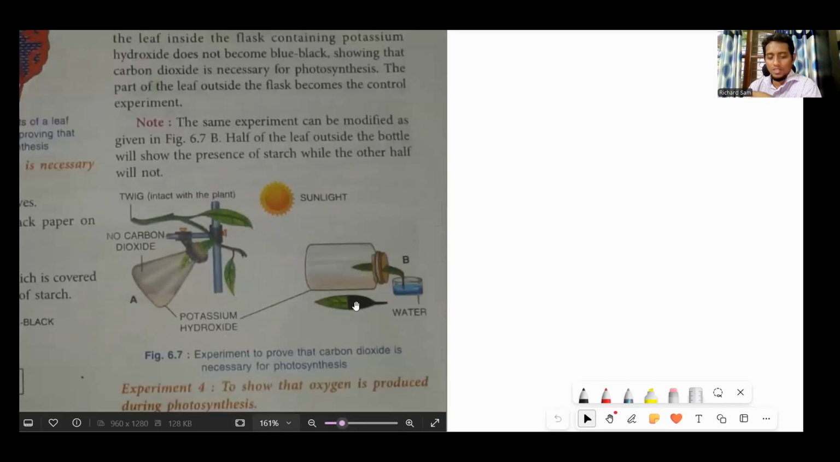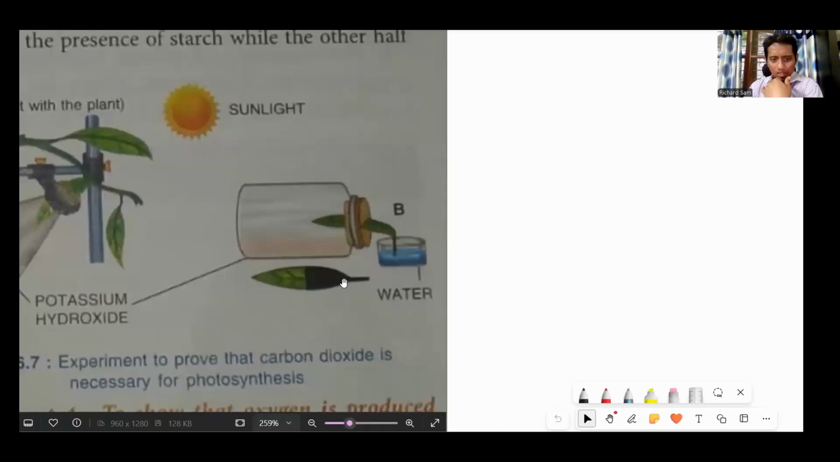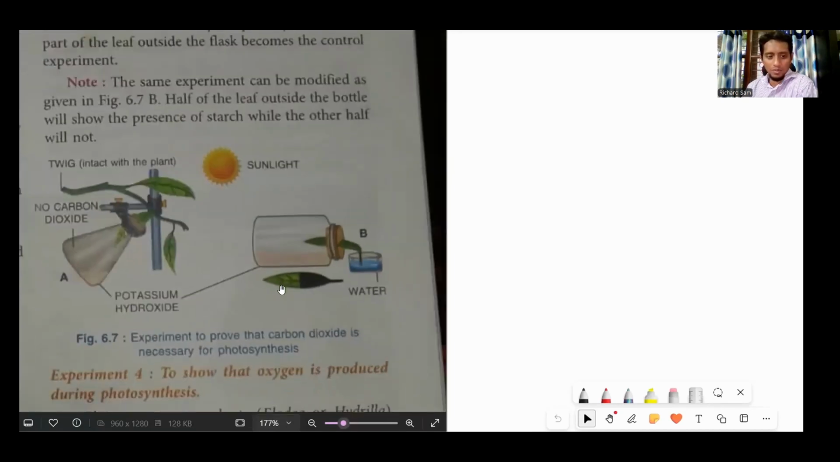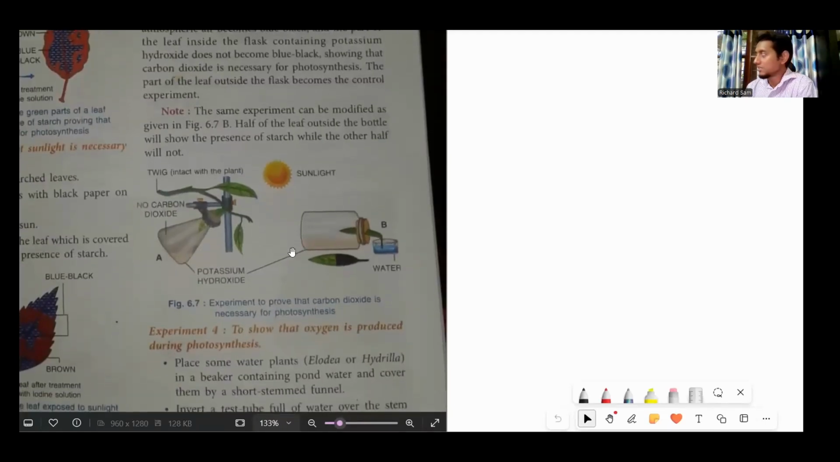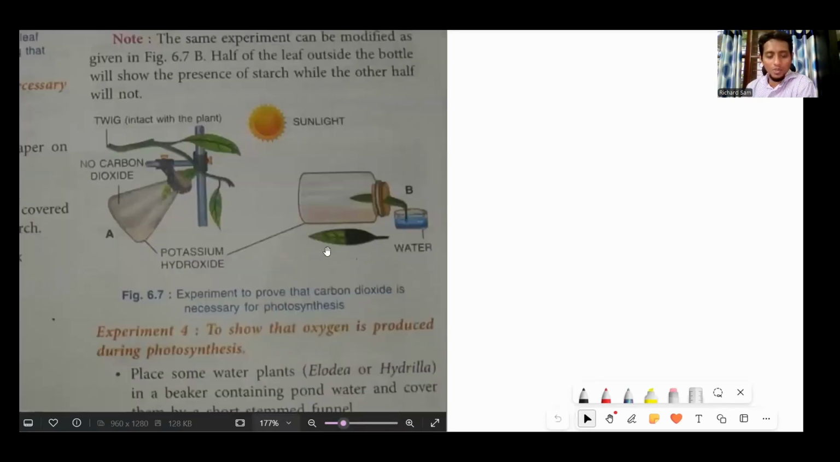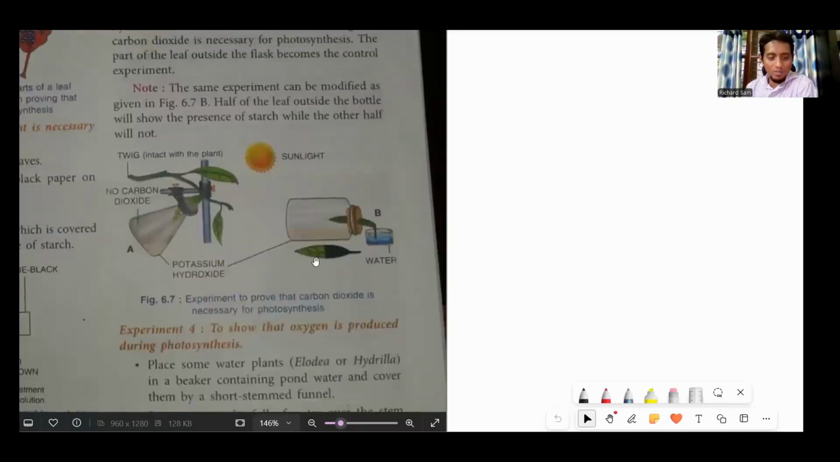And so when you check the presence of starch, what is this color? Blue black, right? So the leaf that is outside the flask turns blue black when you put iodine. And the part that is inside will turn, what is this color? Green. It's supposed to be pale, no? Brownish. Yeah, it's supposed to be brown, right? They put green. No, I thought I couldn't see it, but it's green only, right? Okay, so the part that is inside, there is no food produced, so that will be pale brown in color.